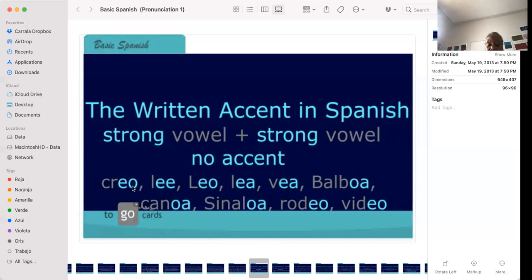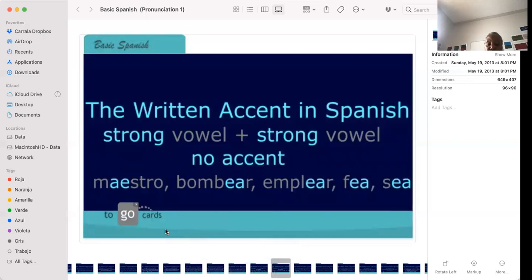The E retains its sound, the O retains its sound. Le-o, because those are two vowels coming together, le-a, le-o, be-a, ba-o. Three syllables, and the last syllable is the a. Cano, Sinaloa, rodeo, video, maestro, bombear, emplear. There's no diphthong there.